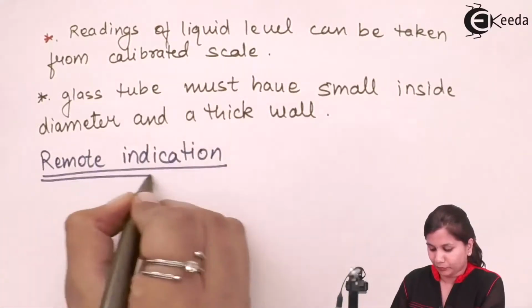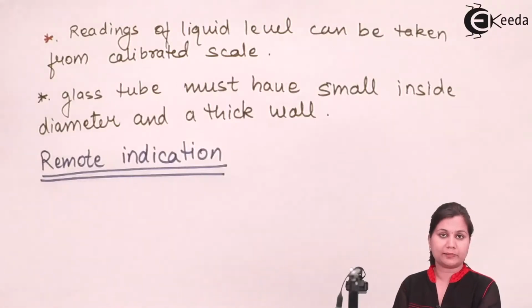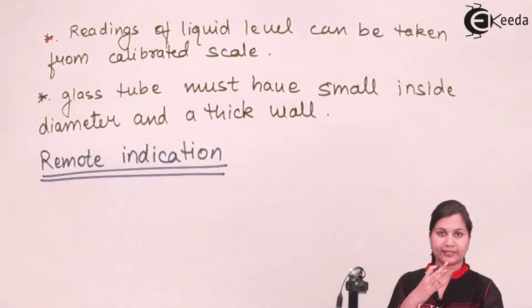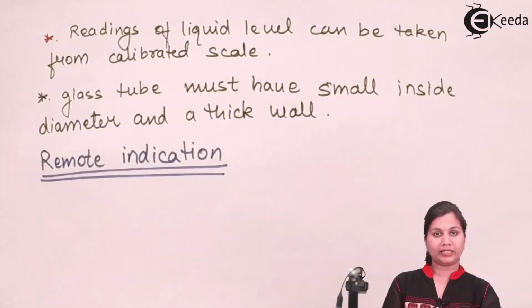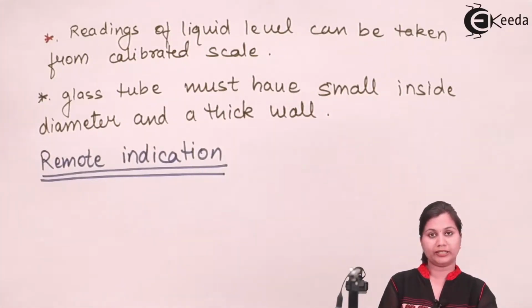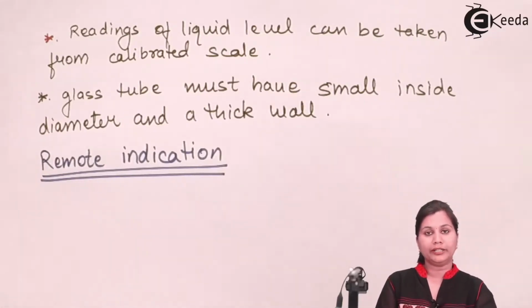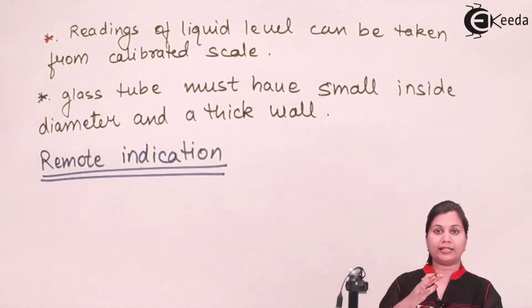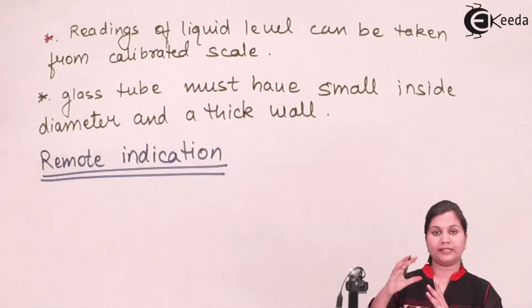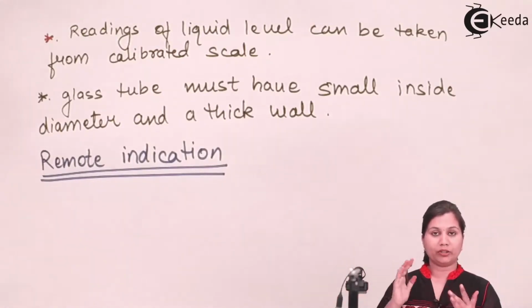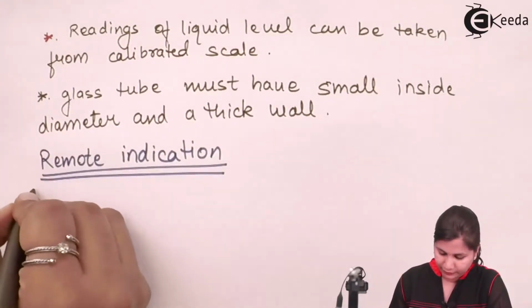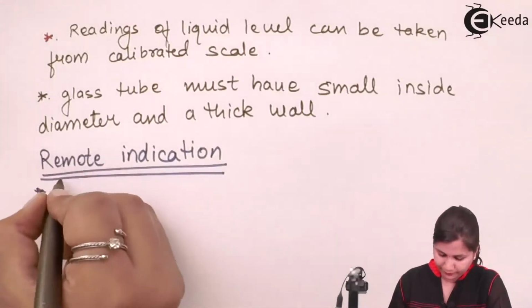Let us see. In the construction of this method, we have seen that the side glass is connected with the tank itself. So wherever the tank is located, the side glass is also located there, and the observer has to go near the tank and take the readings from the side glass tube. If we want a remote indication, where the controller or the observer is in the control room and wants to see the level of the tank from there, how can we do this?